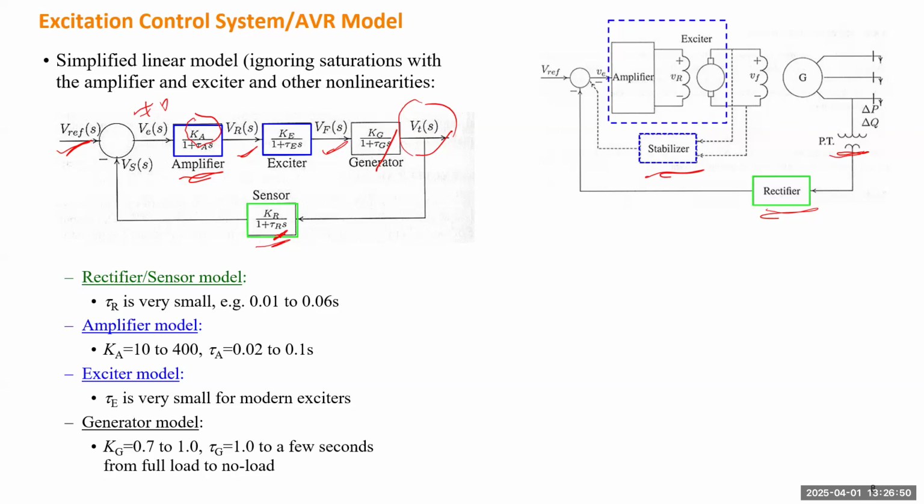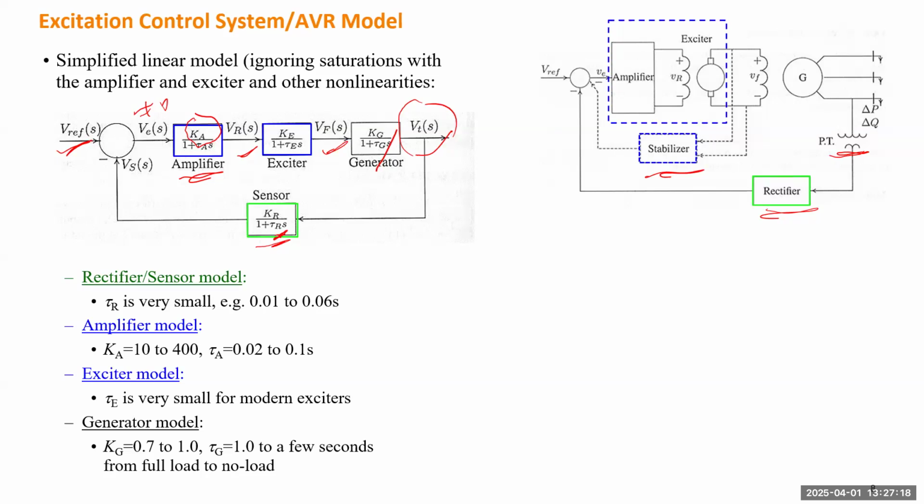So TR is the time constant for the sensor. It has to be very fast. Usually the time constant is on a millisecond time frame, like from 0.01 to 0.06 second. The amplifier is also very fast, around tens of milliseconds, like 20 milliseconds. The exciter is also very fast.